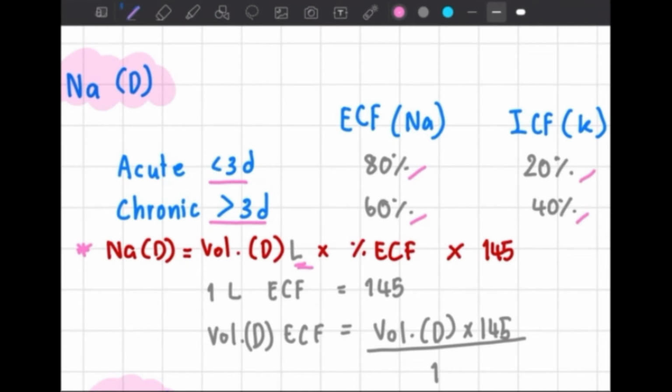So where did this formula come from? We assume that in 1 liter of ECF, there is 145 sodium, okay? So the same crisscross concept: volume deficit ECF would equal how much sodium? Crisscross, right? And this is what you'd get: volume deficit multiplied by 145 divided by 1.